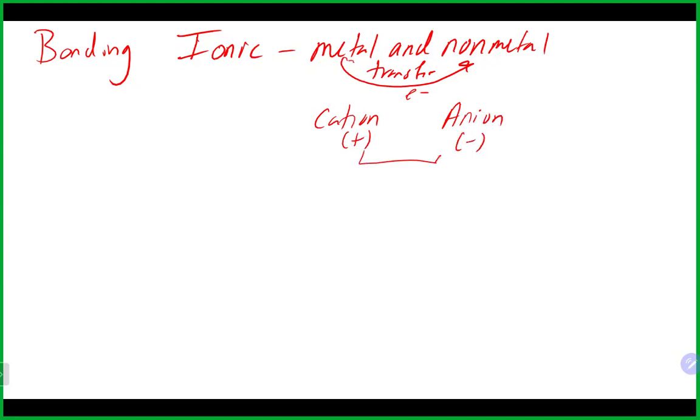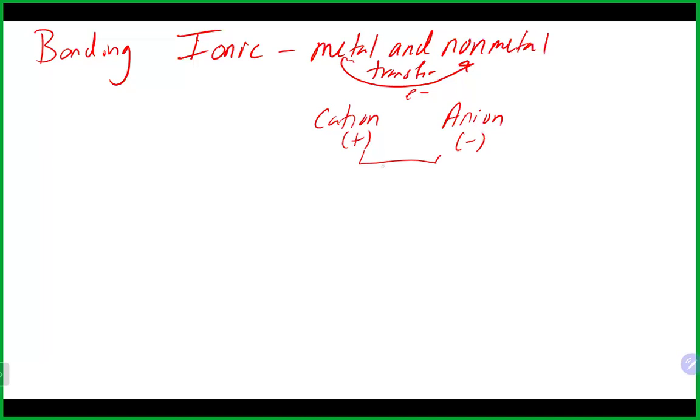Remember, in an ionic compound bond, there really is no sharing of electrons. So what's holding that together is the opposite attraction between the positive and negative charge, which is sometimes referred to as electrostatic attraction.